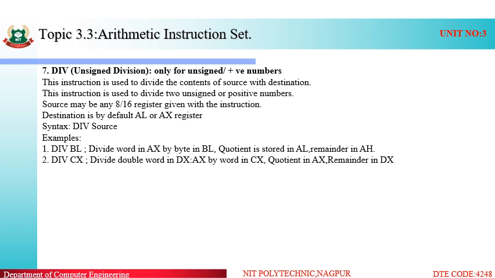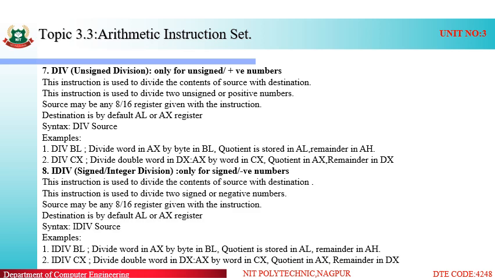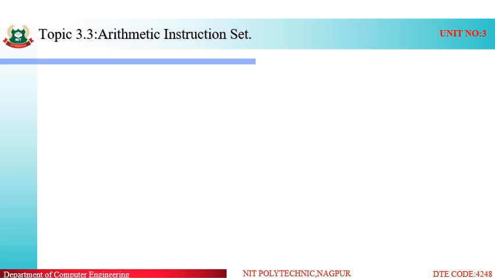So in case of division, suppose we consider DIV BL, that means BL will divide AX. DIV CX: CX is a 16-bit number, so it will divide DX AX. Likewise IDIV has the same functioning, but it performs the division of negative numbers.